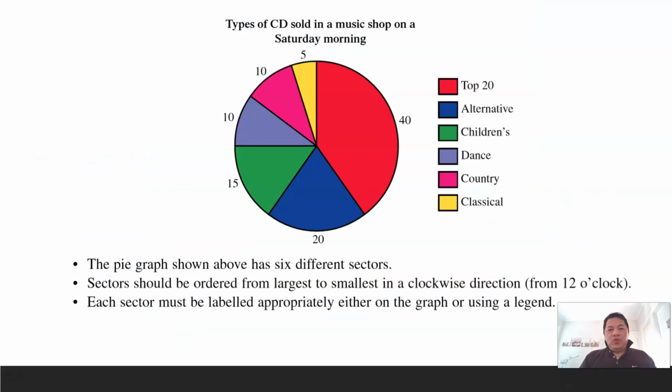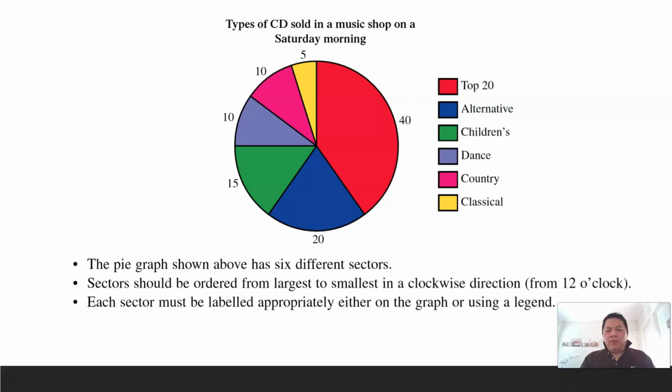Okay, so moving on, now we have this pie chart. Most of us know what a pie chart is, but we are required to know how to draw it using a protractor, compass and ruler. So let's say you are given this set of data, and we want to find out the most common type of CD that is being purchased. That's the top 20. There are 40 people of them. Okay, so now let's go into the specifics.